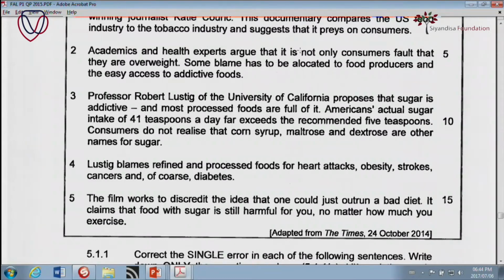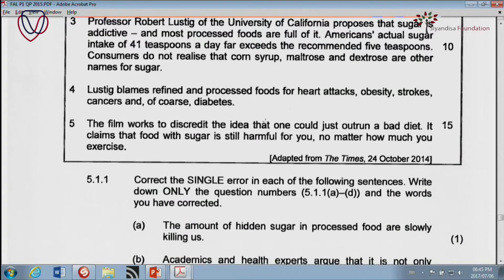Academics and health experts argue that it is not only consumers' fault that they are overweight. Some blame has to be allocated to food producers and the easy access to addictive foods. Professor Robert Lustig of the University of California proposes that sugar is addictive, and most processed foods are full of it. Americans' actual sugar intake of 41 teaspoons a day far exceeds the recommended 5 teaspoons. Consumers do not realize that corn syrup, maltose, and dextrose are other names for sugar. Lustig blames refined and processed foods for heart attacks, obesity, strokes, cancers, and of course, diabetes. The film works to discredit the idea that one could just outrun a bad diet. It claims that food with sugar is still harmful for you, no matter how much you exercise.